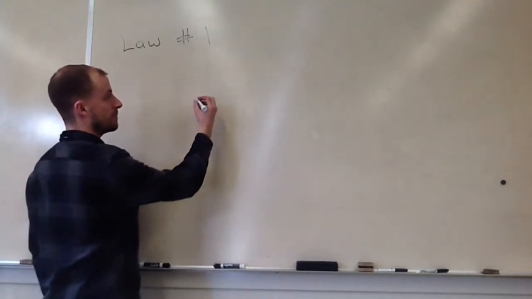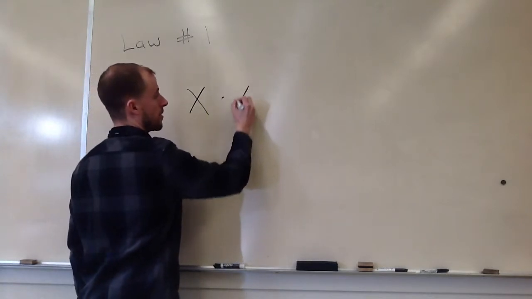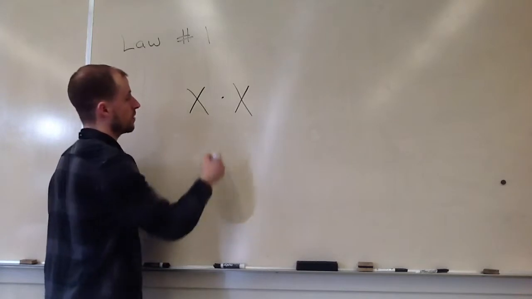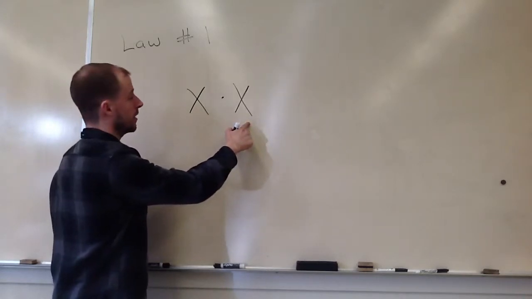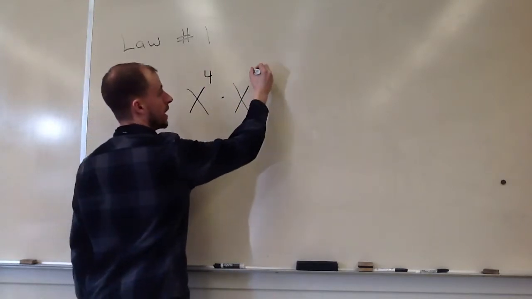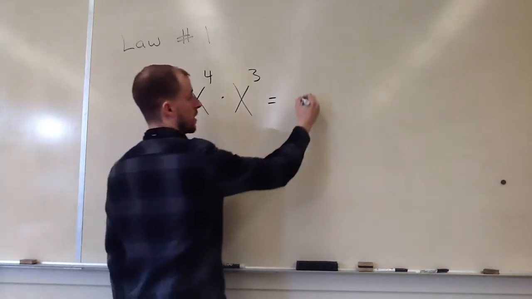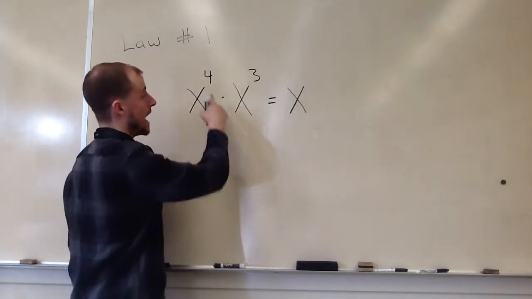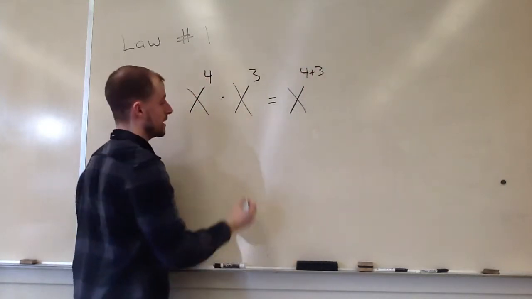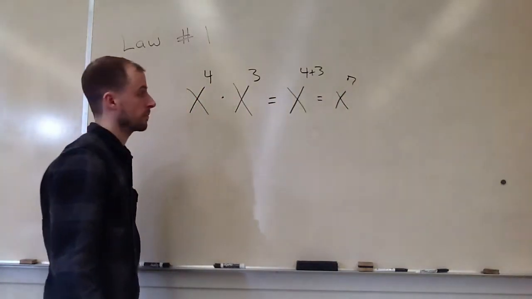That is when you take a base of x and multiply it times another base that's the same, so both of these are the same, and they have exponents. So we've all seen x times x is x squared, but what if we had added some exponents, like 4 and 3, let's say? Well, what we do, the law says, keep the same base and add exponents. So that would equal x to the 7th, all right?